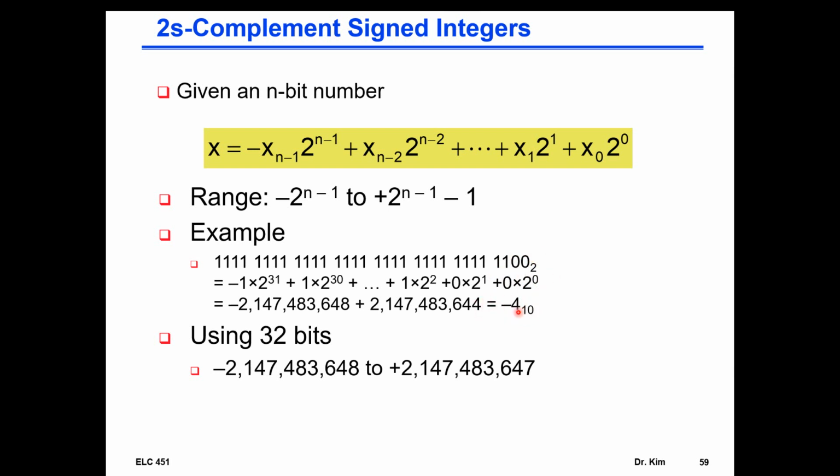And essentially you can get any negative number in this range from -2 to the n-1 to 0. So this would be the range for 32 bits. So you shouldn't be surprised that the range is about half, not quite, but about half of what it would be if you were looking at unsigned numbers.